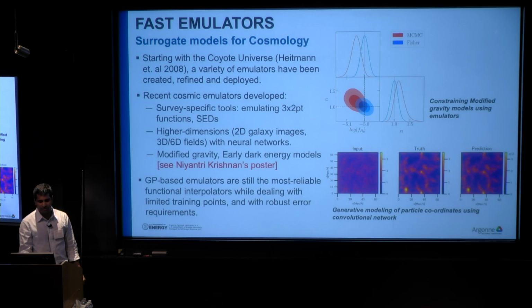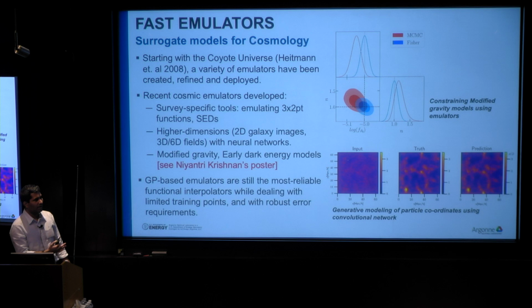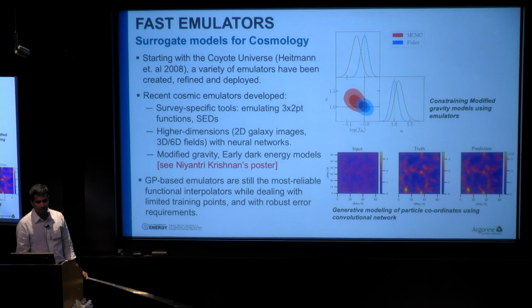One of the posters by Niyantri Krishnan today is going to be about the early dark energy model, so please go check. Apart from that, we are also going into higher dimensions, so using neural networks, diffusion models to create things like galaxy images, et cetera.